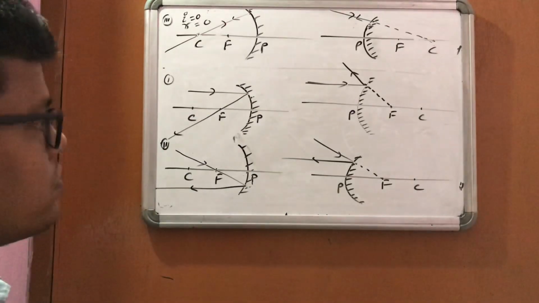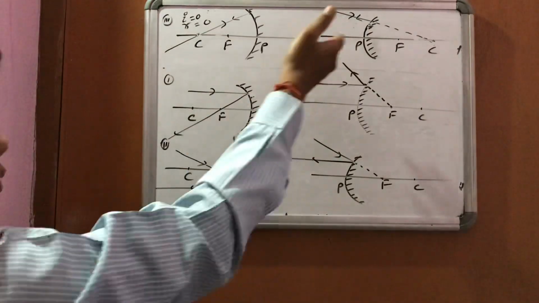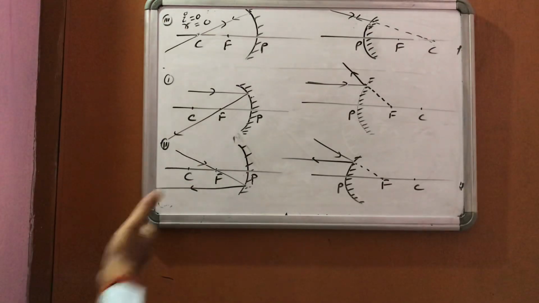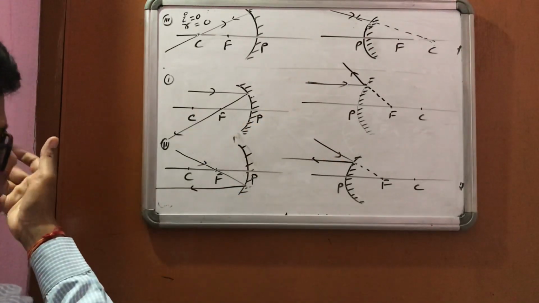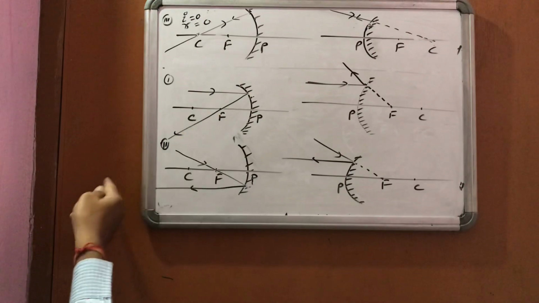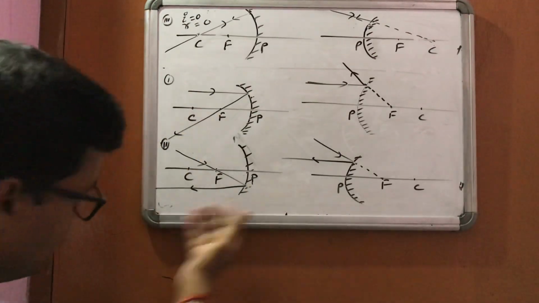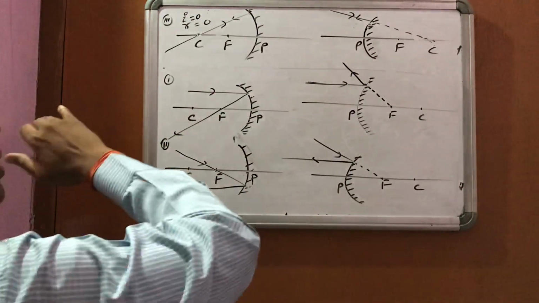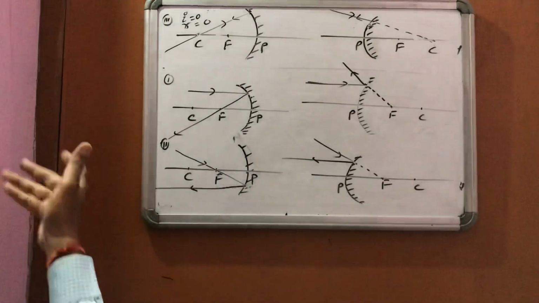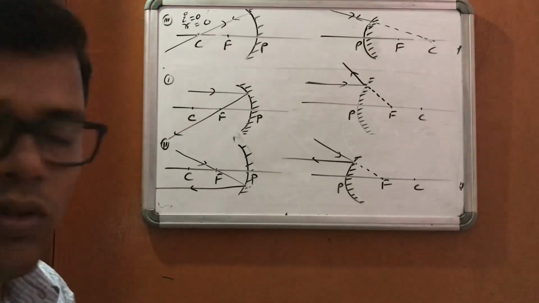Remember, जो पैरेलल आएगा वो फोकस में जाएगा, जो फोकस में आएगा वो पैरेलल हो जाएगा, जो पैरेलल आएगा वो फोकस से जाएगा, जो फोकस में आएगा वो पैरेलल हो जाएगा. वेरी सिंपल. और जो सेंटर ऑफ कर्वेचर में जाएगा वो उसी रास्ता में वापस आएगा. So there are three rules.